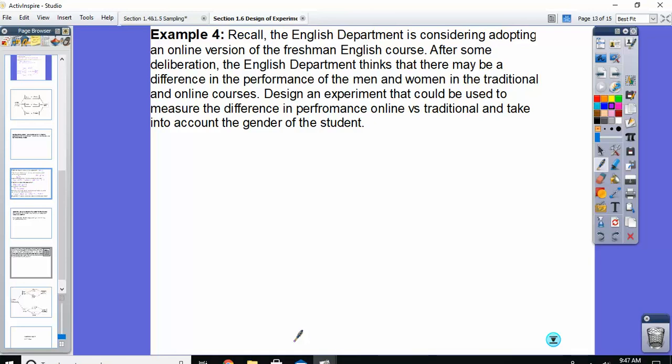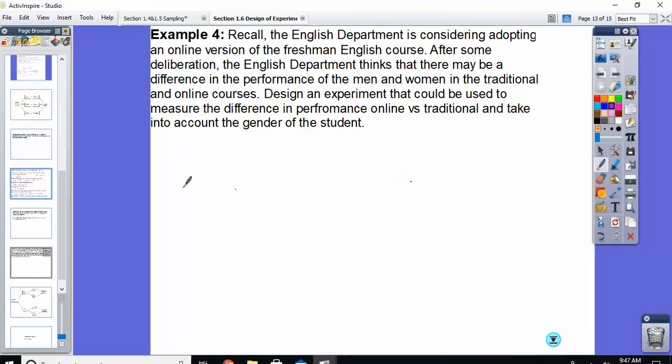Recall the English department is considering adopting an online version of the freshman English course. After some deliberation, the English department thinks that there may be a difference in the performance of the men and women in the traditional and online courses. So how could we fix that? We want to design an experiment that could be used to measure the difference in the performance, but take into account gender. So we still have to have students in each type of course, but I don't want more men to be taking it online than women.